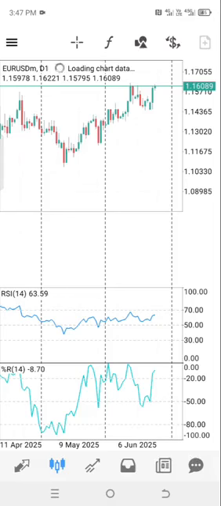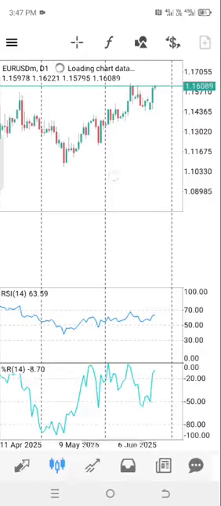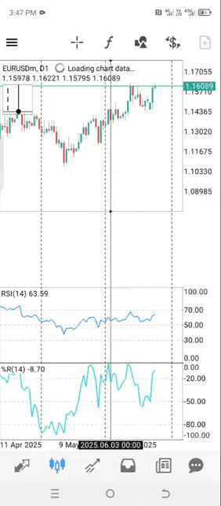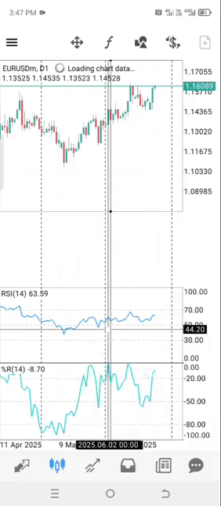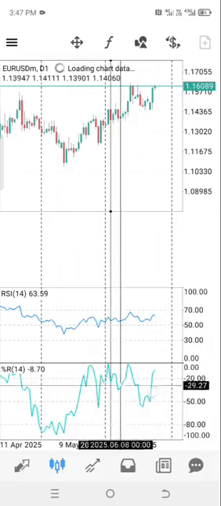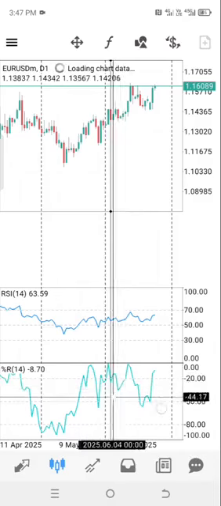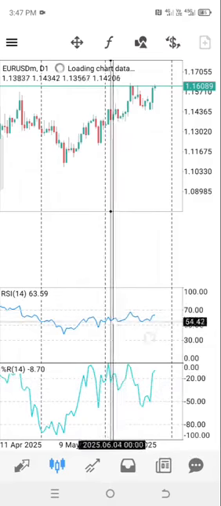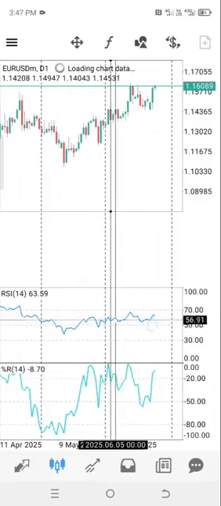So how does this strategy work? I'll go straight to the D1 time frame, then I bring my marker. I want to look out for a buy signal. The first thing I need to do is to ensure that on the Williams percentage range, the price is above the minus 50 level, and also on the RSI, the price is above the 50 level.